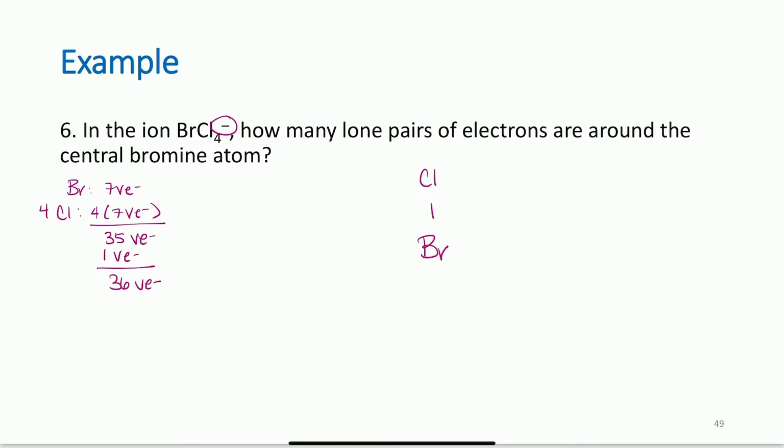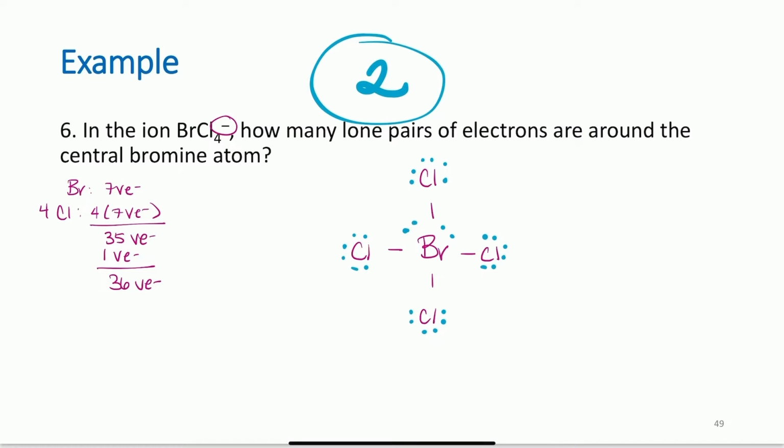Br, Cl, Cl, Cl, Cl. Complete your octet on your outer atoms. I've used up 32 electrons, 34, and 36. The answer here? 2. There are 2 lone pairs on your central bromine atom.